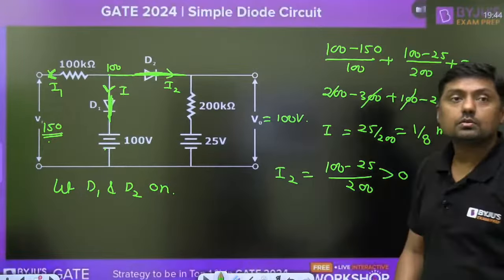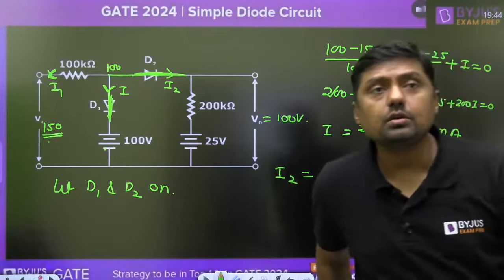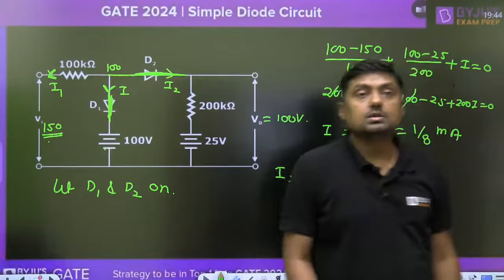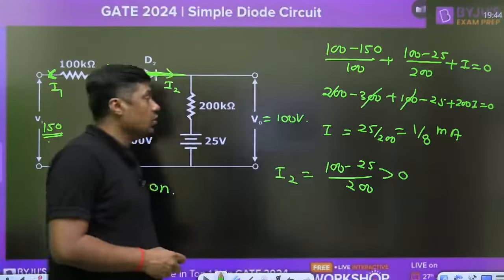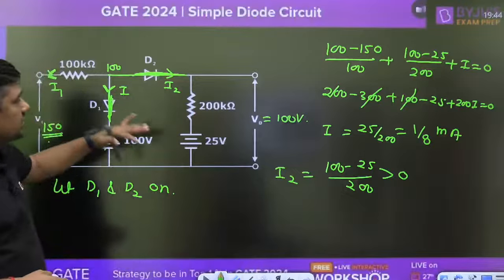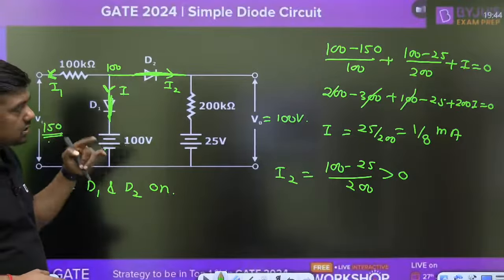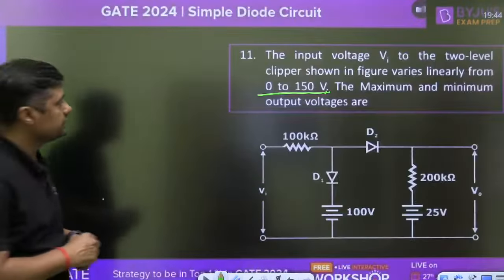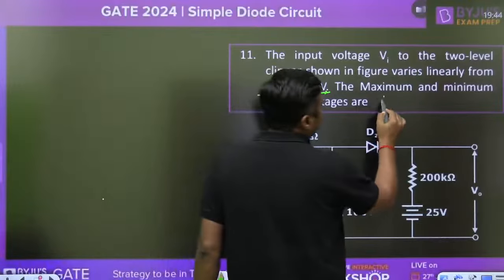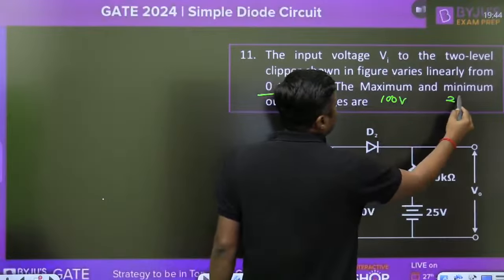I think now it is clear. You have checked, so you have solved the question. Yes. Now I will solve for 6 kilo ohm. So this is the answer. What is the minimum value? 25 volt. What is the maximum value? 100 volt. Maximum 100 volt, minimum 25 volt.